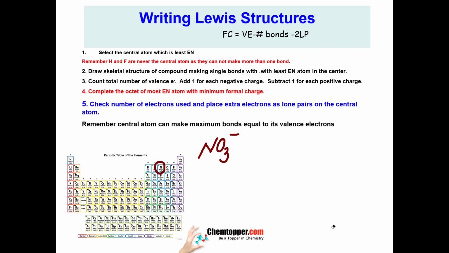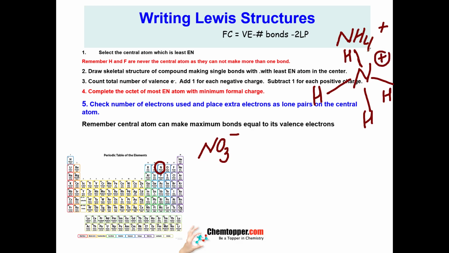Yes, Gautam, but it can make four bonds also. See here. You remember I gave you the example of NH4 plus. So how many bonds is nitrogen making there? Four. But no problem. Nitrogen can exist with four bonds and there is a formal charge plus. If it makes four bonds, then it has a formal charge plus one. But it cannot make more than four. That you have to ensure. Is it okay, Gautam?